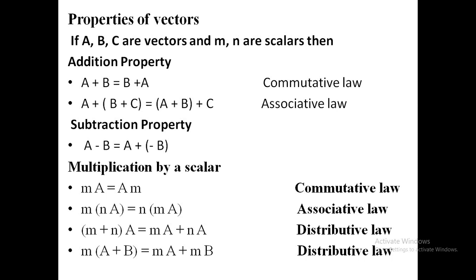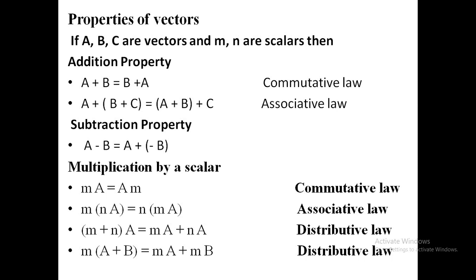Certain properties of vectors. Consider A, B, and C as vectors and M and N as scalars. Then, as per the addition property, we can say A plus B is equal to B plus A, that is, obeying the commutative law. A plus (B plus C) can be given as (A plus B) plus C. This is the associative law. Then, as per the subtraction property, A minus B can be written as A plus (minus B).